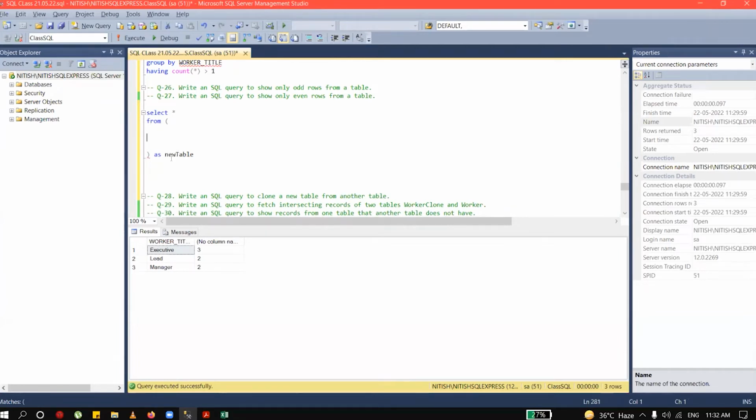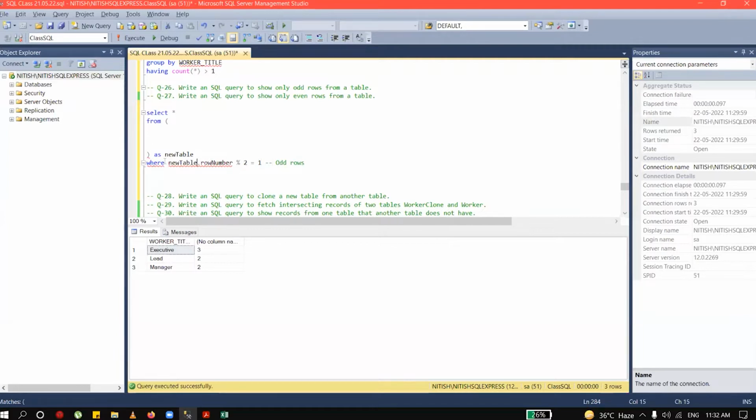Because on this new table, I'm looking to make a query where new table dot row number mod 2 is equal to 1. This is what I'm looking for odd rows. If you just replace 1 by 0, you will get even rows.